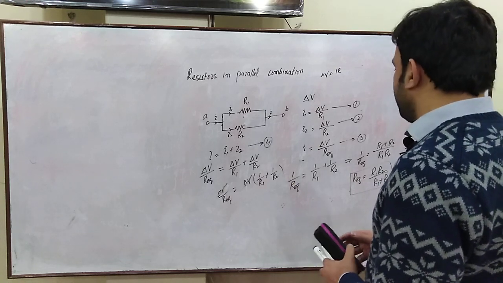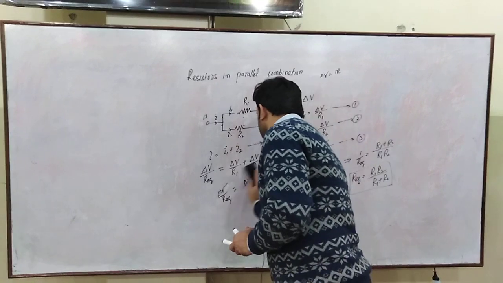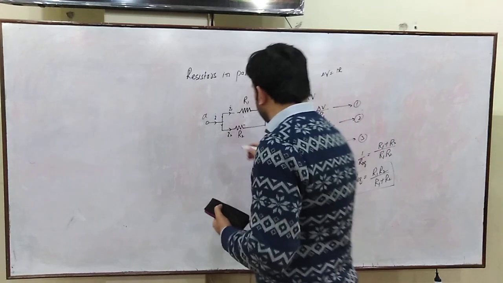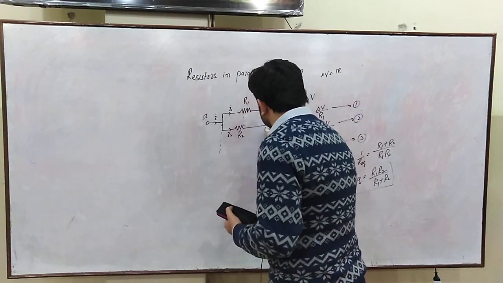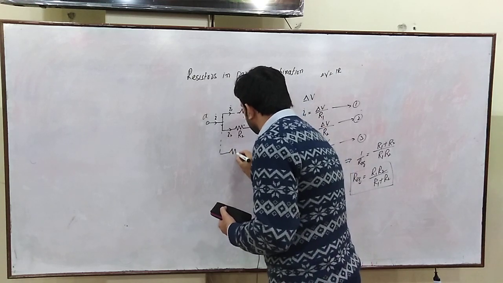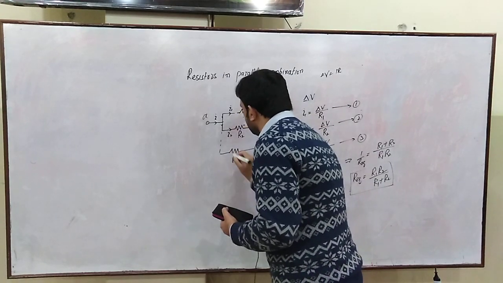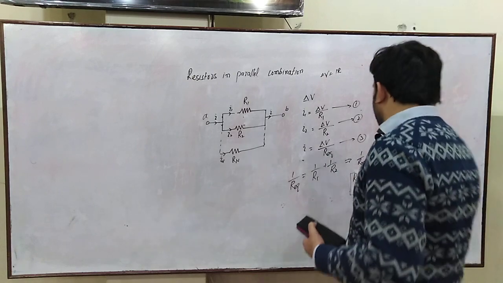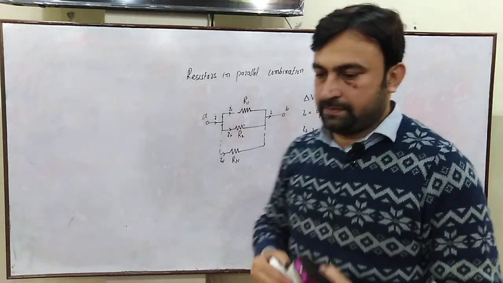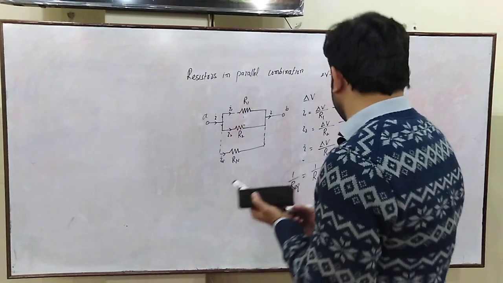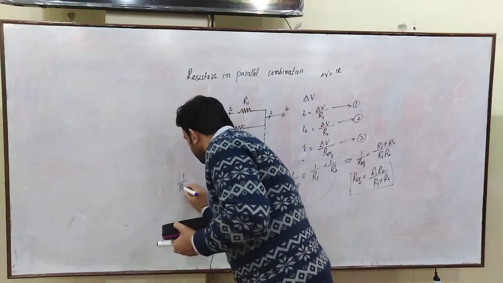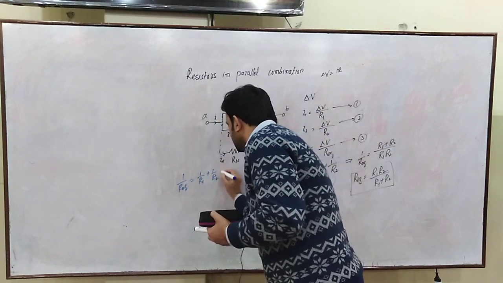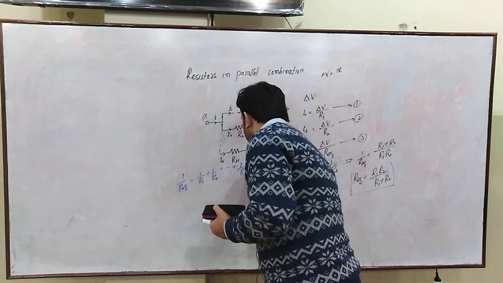Now let us extend our discussion to n resistors. We have n resistors in parallel combination, so I will expand this circuit, and this one is Rn. So I can expand this equation for n resistors. In case of n resistances, 1 over R equivalent would be equal to 1 over R1 plus 1 over R2, and so on, plus 1 over Rn.